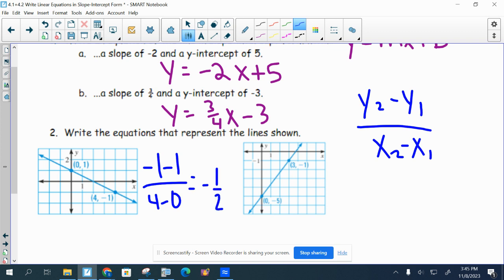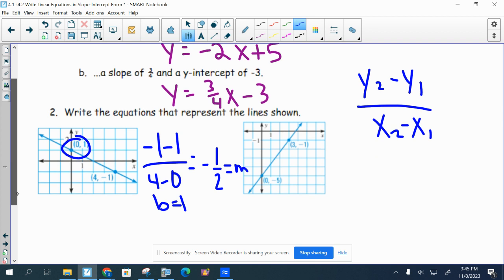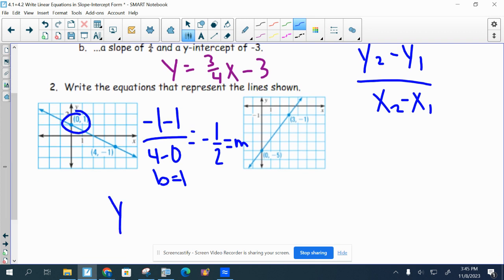I could get the same answer if I did rise over run by going down 2 over 4, which would reduce to -1/2. The slope is m, and the y-intercept is 1. So I would put those two together in the equation, y equals -1/2 x plus 1.